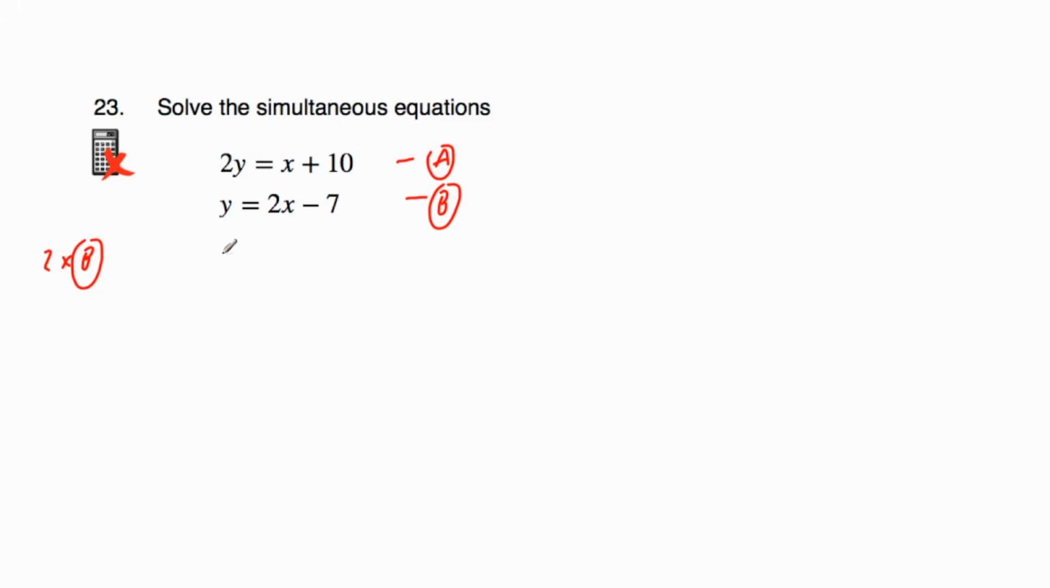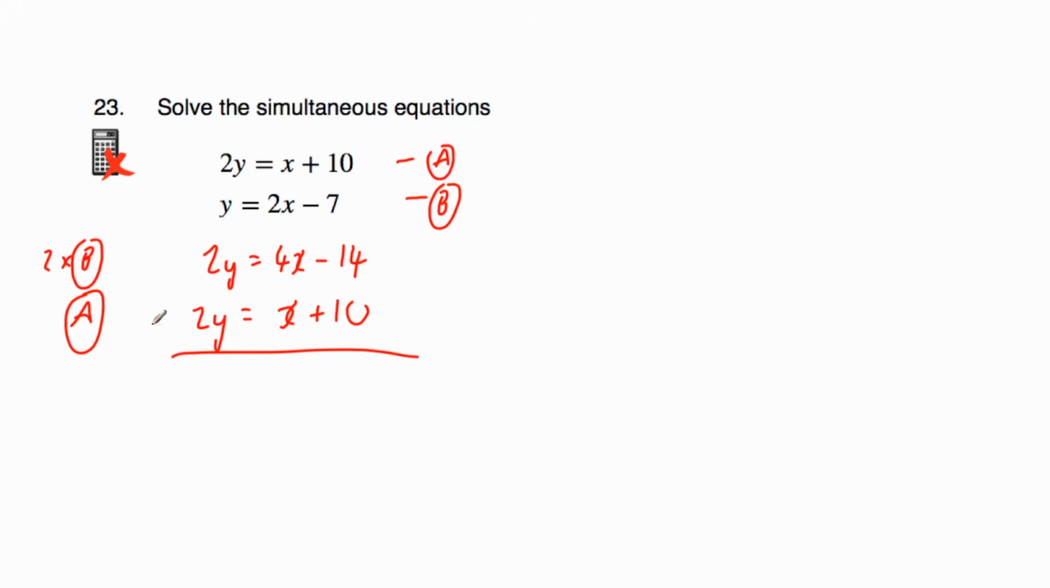So 2 times equation B would be 2 times y, which is 2y, equals 2 times 2x would be 4x, and then minus, and 2 times 7 is 14. So we've got 2y equals 4x minus 14. And then we've also got equation A. So we've got our two equations. Now let's take them away and see what we get whenever we cancel out the y's.